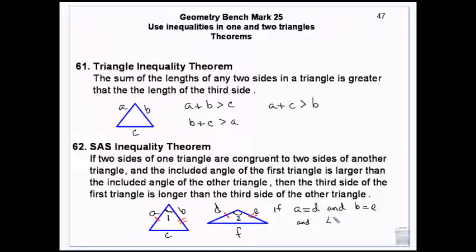But angle 1, well, okay, I'm going to say angle 2. Sorry, angle 2 is greater than angle 1. Then that makes F greater than C. So if you have a triangle that has legs that are the same length, but the angle in between the legs are different, whichever angle is larger, that third side of the other triangle will be larger. So if 2 is bigger than 1, then F is bigger than C. Or if 1 was larger than 2, C would be larger than F. Does that make sense?